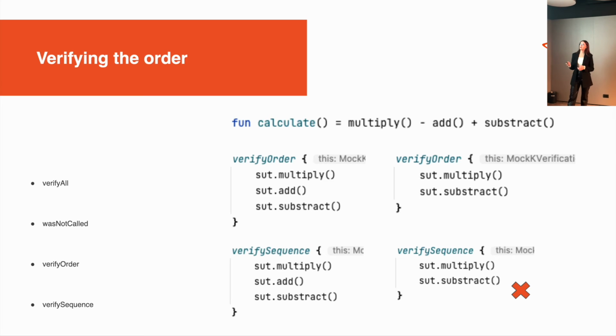So now if we have a calculate function, and we have these three functions, multiply, add, and subtract. For example, first we want to check if the order is correct, so we are saying verify order, and because the order was indeed multiply, add, and subtract, this will succeed. If we call verify order with multiply and subtract, it will also succeed, because we skipped add, but this was indeed the order that they were called in. But when we are verifying the sequence, we are verifying the exact sequence of these calls, and if we leave one out, this will fail, because the sequence was actually multiply, add, and subtract functions.